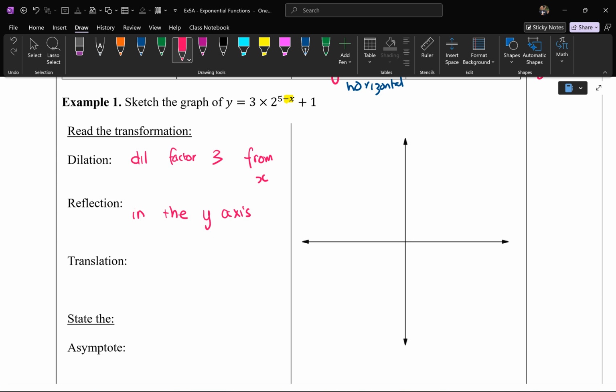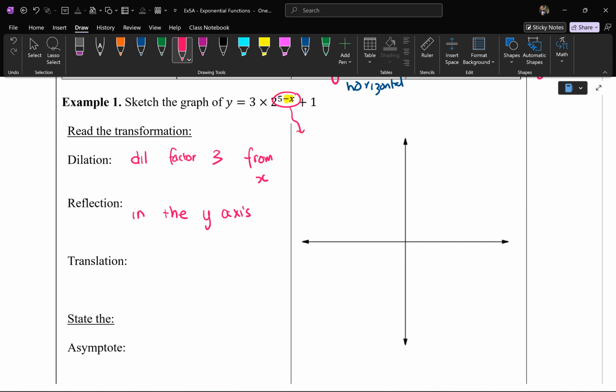Let's go with Adrian. What's a translation you can see? 5 in? It's in the positive direction. Did you say positive first? Maybe, but it's positive. So it's actually 5 in the positive direction first. Well, actually, it's a reflection.